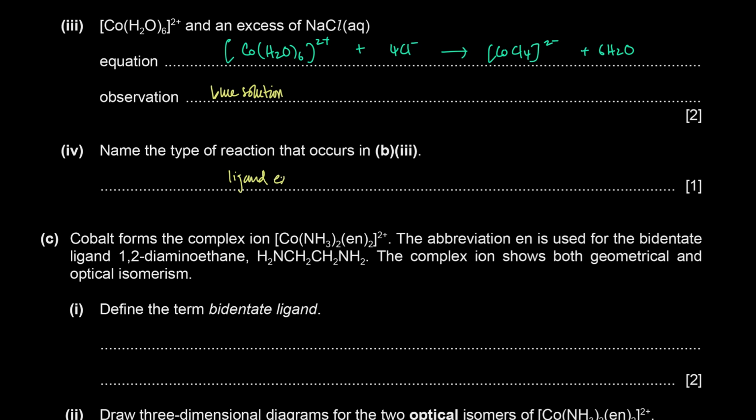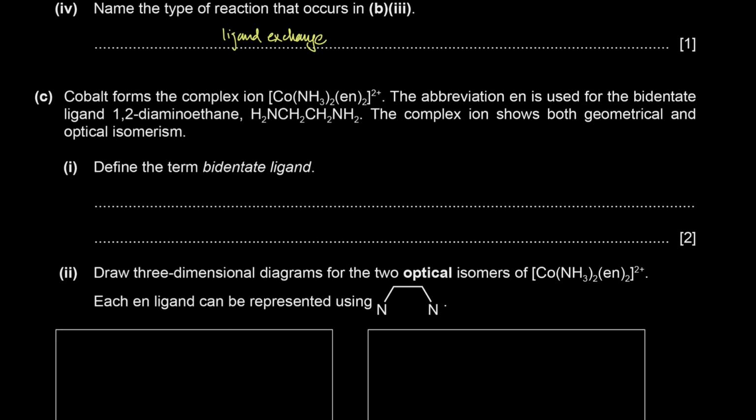So it's a ligand exchange reaction. Cobalt forms the complex ion Co(NH3)2(en)2, where en is obviously a bidentate ligand. The abbreviation en is used for the bidentate ligand 1,2-diaminoethane. The complex ion shows both geometrical and optical isomerism. Define the term bidentate ligand.